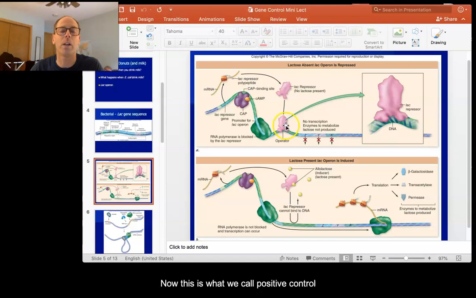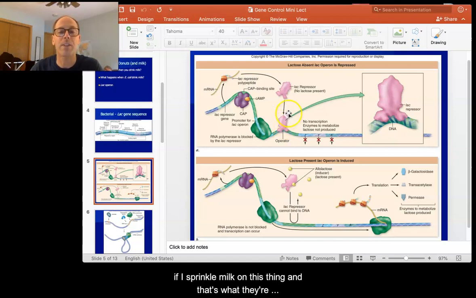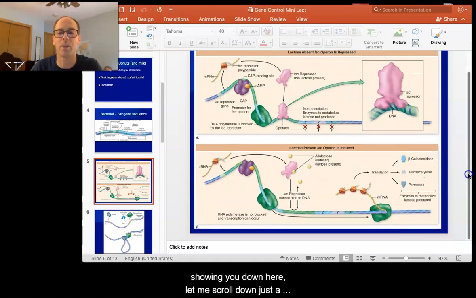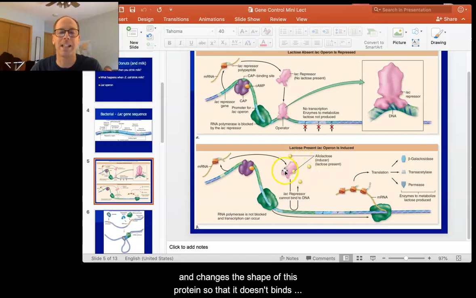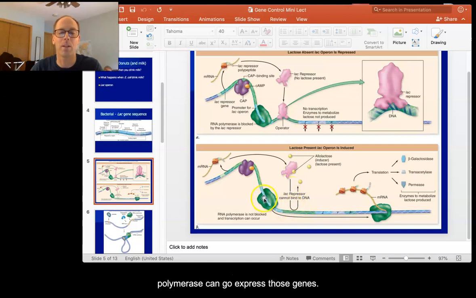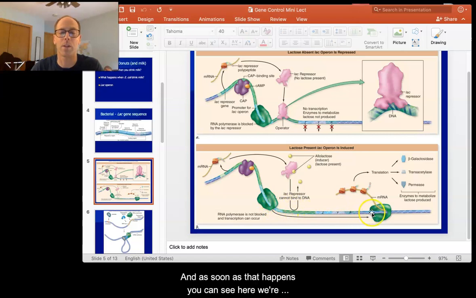Now, this is what we call positive control, because if I sprinkle milk on this thing, and that's what they're showing you down here, let me scroll down just a second here. If I add milk, these yellow dots represent a form of lactose that actually acts as an inducer. It sticks to this protein and changes the shape of this protein so that it doesn't bind to the operator anymore. And that means my RNA polymerase can go express those genes.